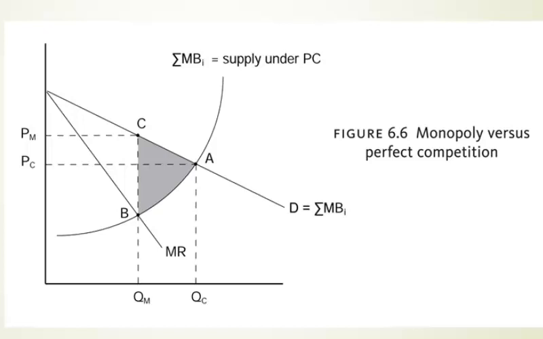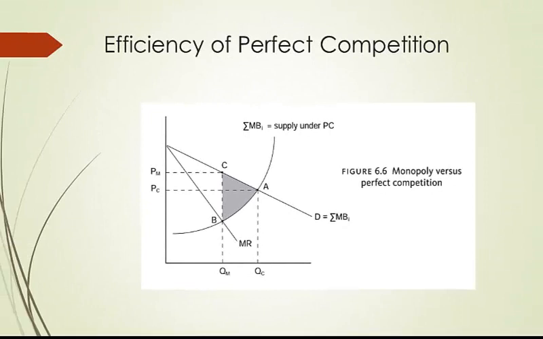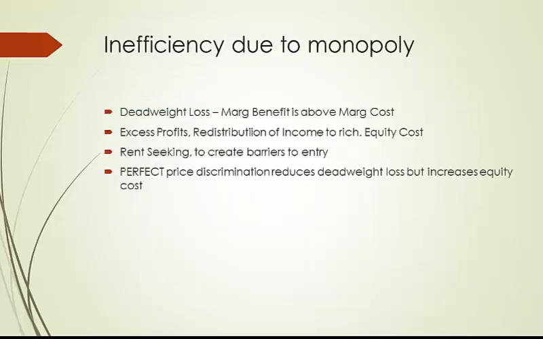Then this is the diagram on which it is based. This triangle, the shaded triangle, is called the deadweight loss of monopoly, because that's the extra surplus that you can get if you move from monopoly to competition. So these are the textbook descriptions of the inefficiency that comes from monopoly. First of all, there is the deadweight loss, that's the triangle that we have discussed. Then there are excess profits being gained by the monopoly. These excess profits are income that is going to the rich. There is rent seeking. Monopolies make profits because other firms are not coming in, so they try to create barriers to entry.